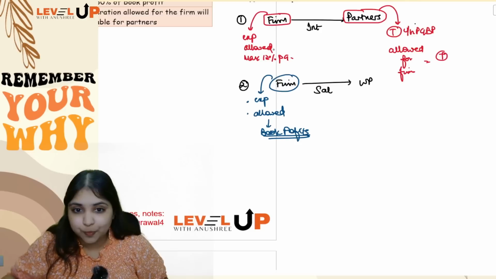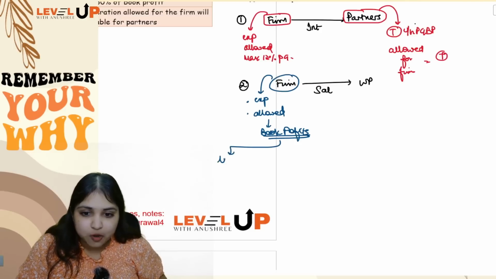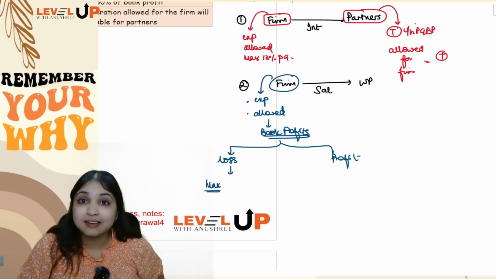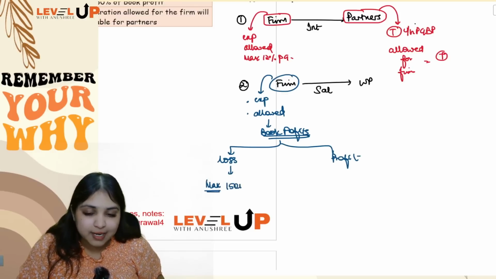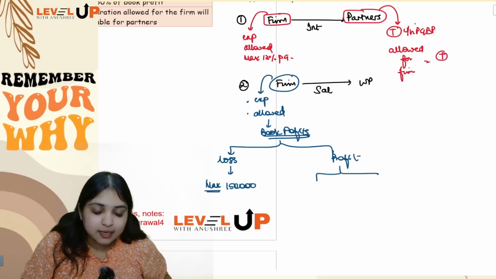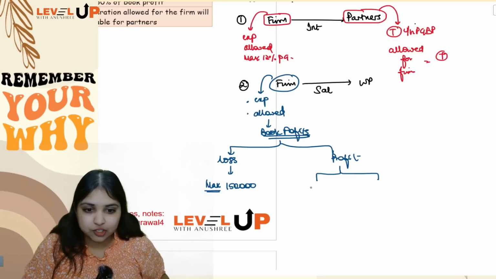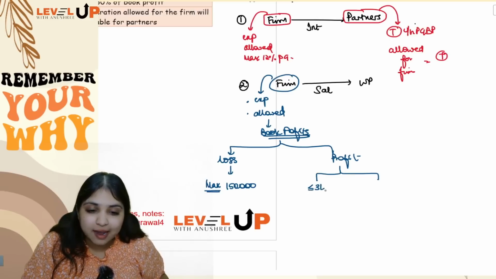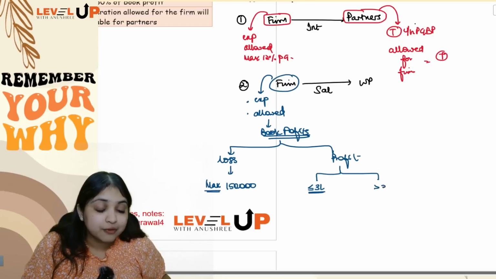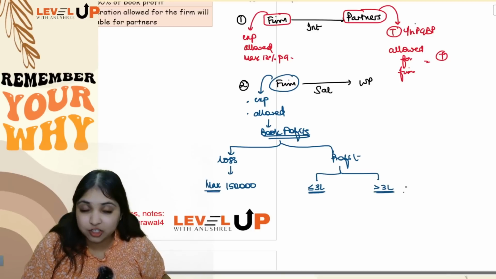Now there are two possibilities. Either this book profit will be a loss or this book profit will be a profit. If this book profit is a loss, maximum how much salary do we allow? Maximum 1,50,000 salary we allow. If it is a profit, then we will do two calculations. Up to 3 lakh of the profit we will do a separate calculation, and profit above 3 lakh we will do a separate calculation, guys.